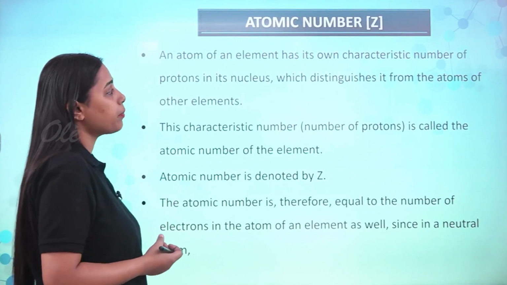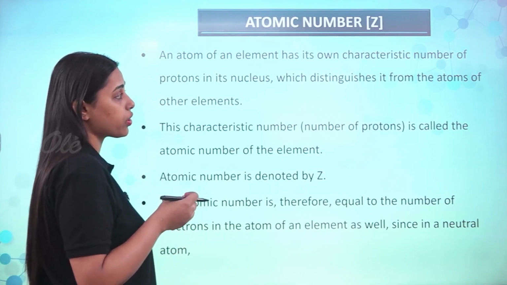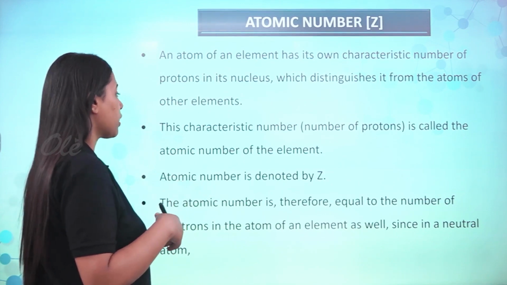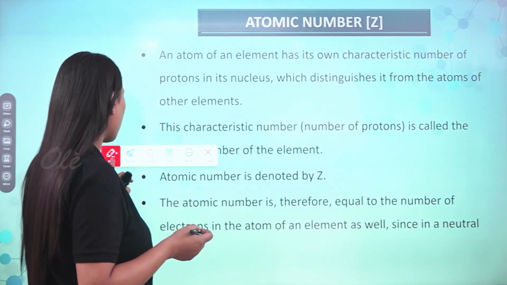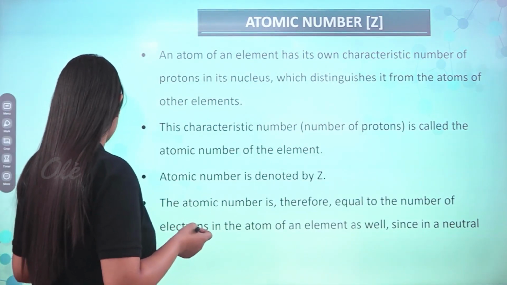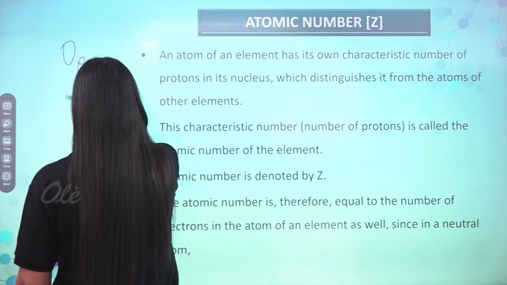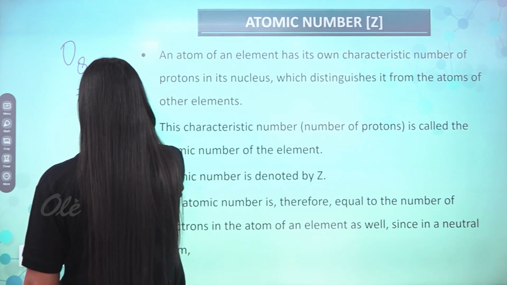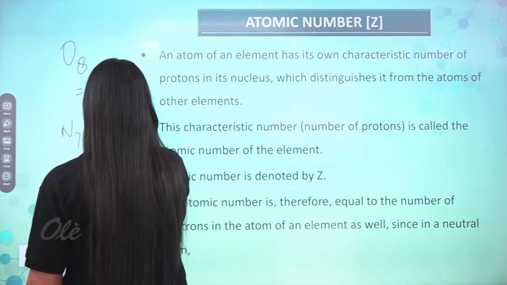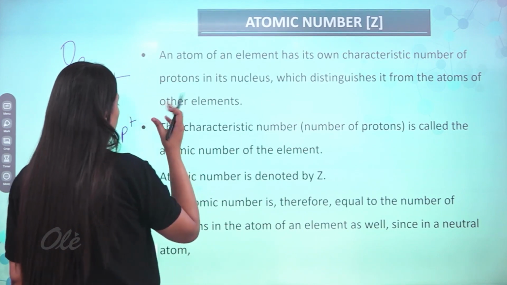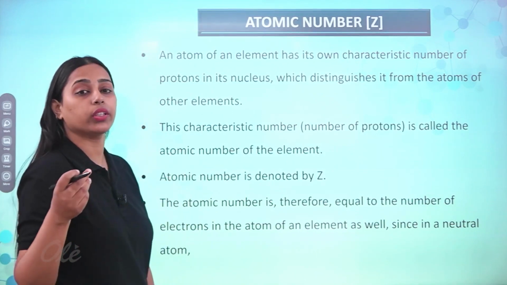An atom of an element has its own characteristic number of protons in its nucleus, which distinguishes it from the atoms of other elements. For example, atoms of different elements have different numbers of protons. When we say oxygen, it has atomic number 8, so it has 8 protons. We will discuss how we calculate that also. Nitrogen is 7, it has 7 protons. So protons, electrons and neutrons are unique for a particular element. It is not going to be the same.